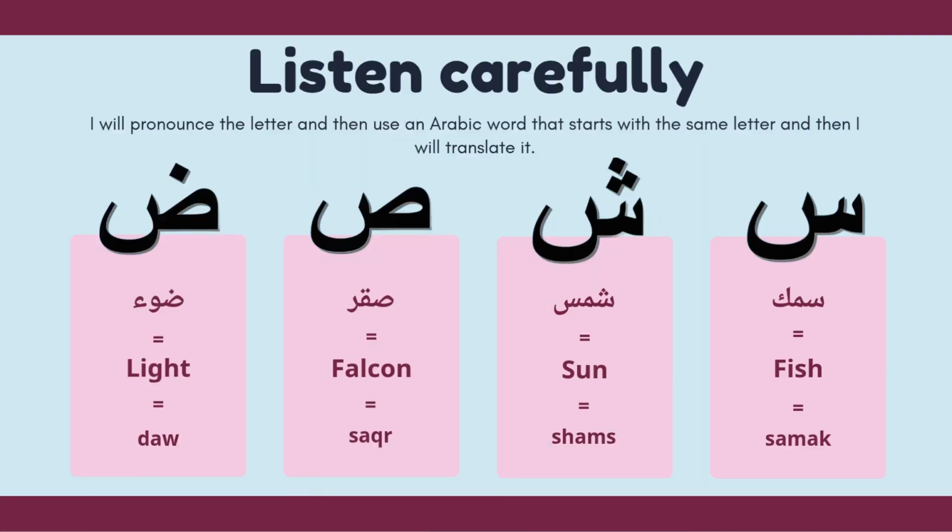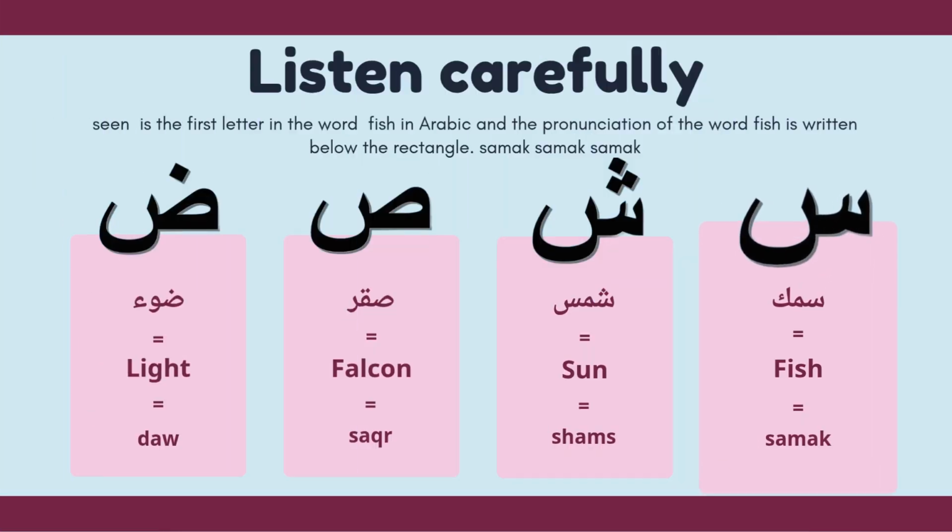I will pronounce the letter and then use an Arabic word that starts with the same letter, and then I will translate it. Seen is the first letter in the word fish in Arabic, and the pronunciation of the word fish is written below the rectangle. Samak, samak, samak.